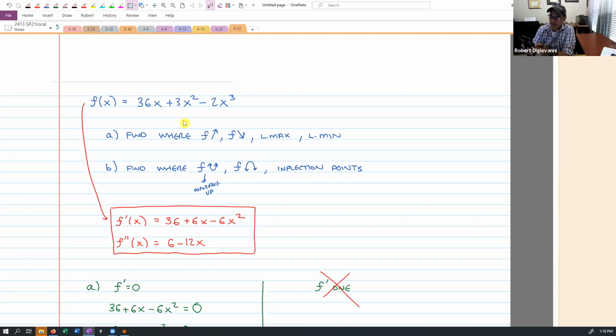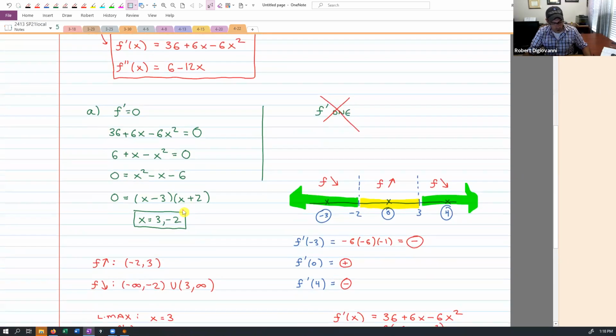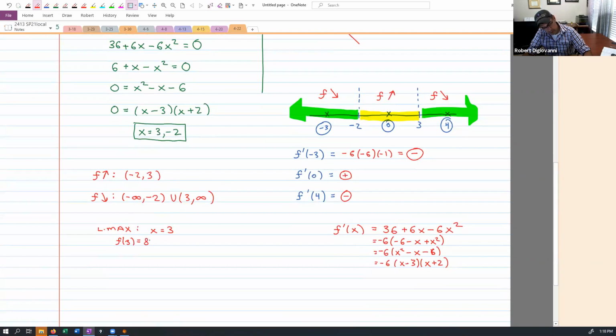She's asking if we have to get the point or if we could leave it as just the x equals. I think you should get used to getting the point. So yeah, get the point. I'm getting 81. So written as a point, I have a local maximum at (3, 81).